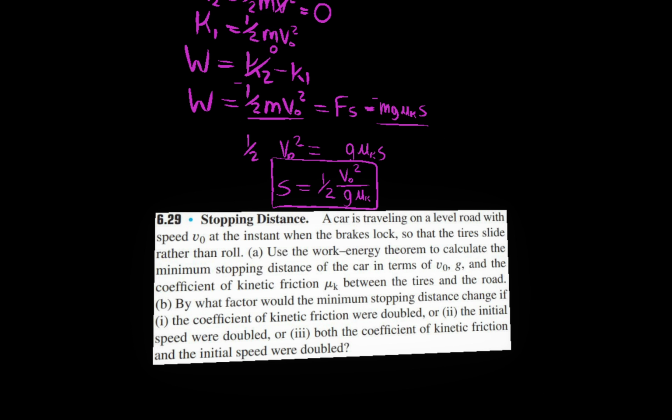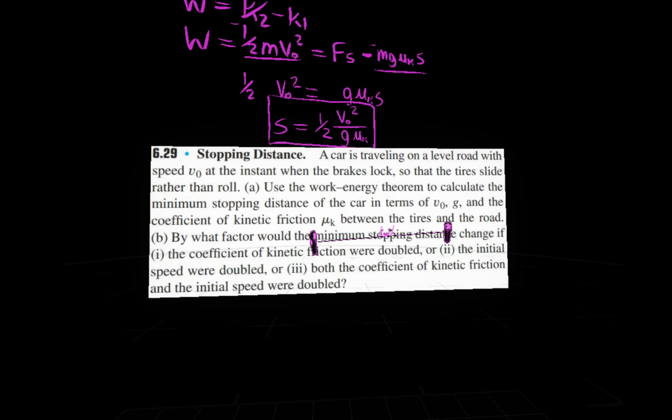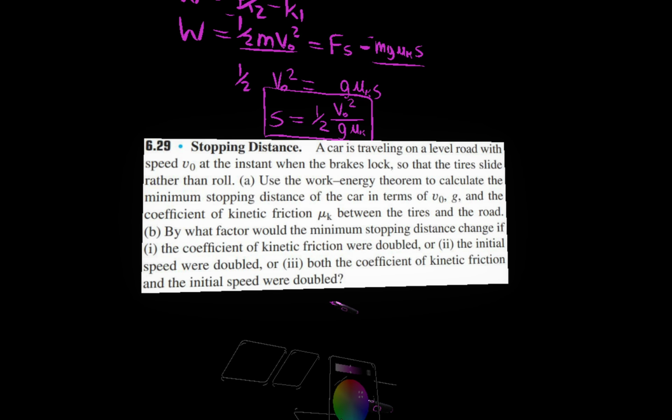Or if both the coefficient of kinetic friction and the initial speed were doubled. So if you get twice the friction, but you have twice the speed, well, this is doubled, so it's times 4, but this is doubled, so it's halved, so you get a doubling of the distance overall. So it just shows that the speed plays a much bigger role than the friction between the tires and the road. When you're going real fast on the freeway, you have to take into account stopping distance. Even if you have really wide, sticky tires, your speed plays much, much more of a role. All right, that's it for this video.